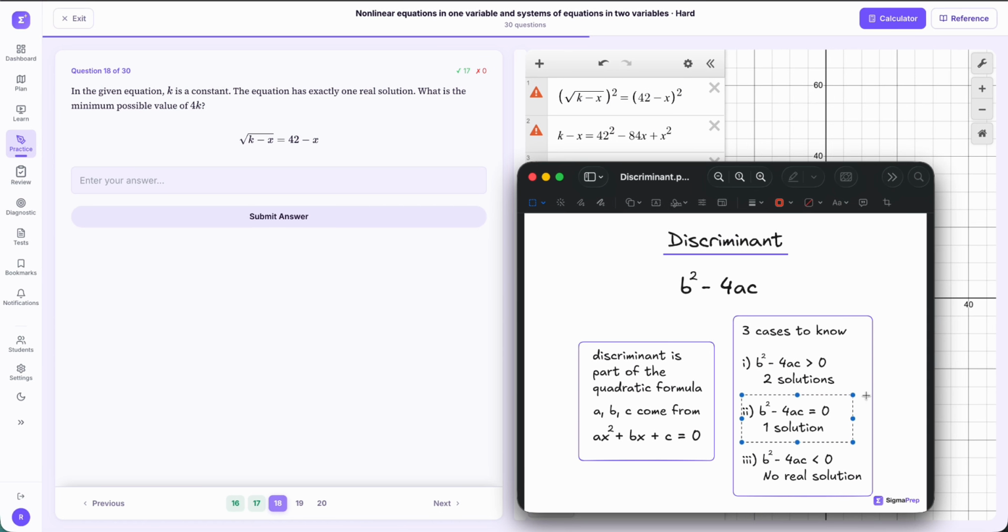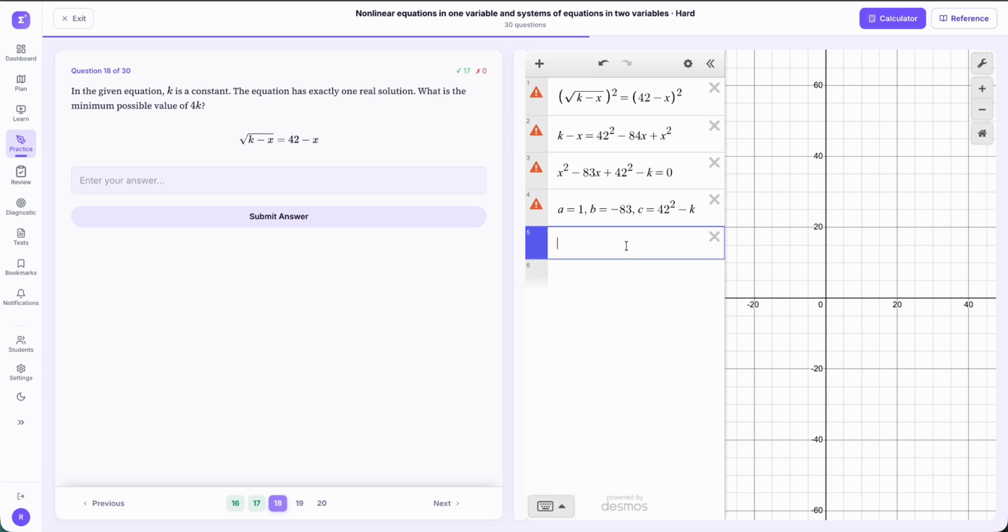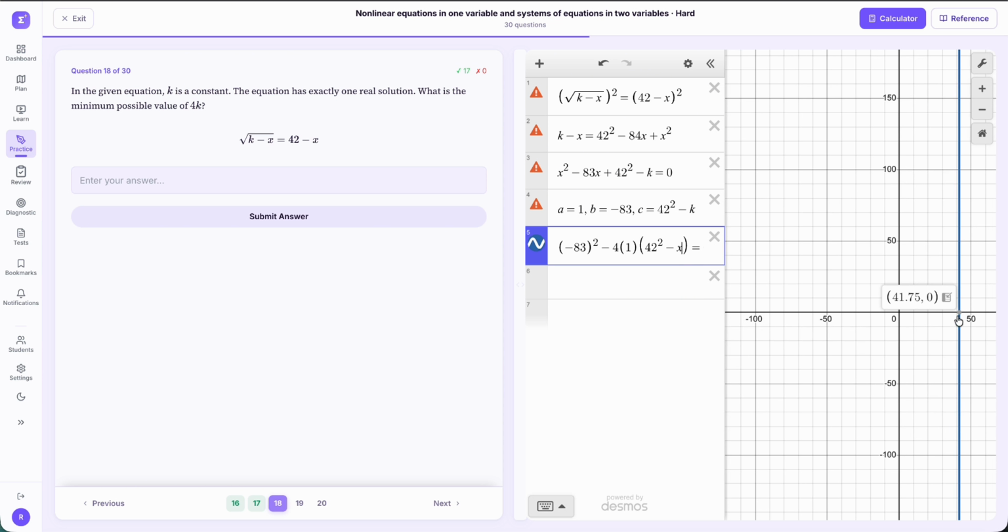Again, you got to fill this into Desmos then, right? Plug in your b, a, and c. Put them in parentheses, especially this one. If you don't put in parentheses and you square it, it won't square the negative. So negative 83 squared minus 4 times a, which is 1, times c, which is 42 squared minus k, equals 0 for one solution. Last step, right? Your unknown is always going to be some other letter. You got to change it to x, so Desmos will show you the solution. There it is. 41.75 is what k is, right?